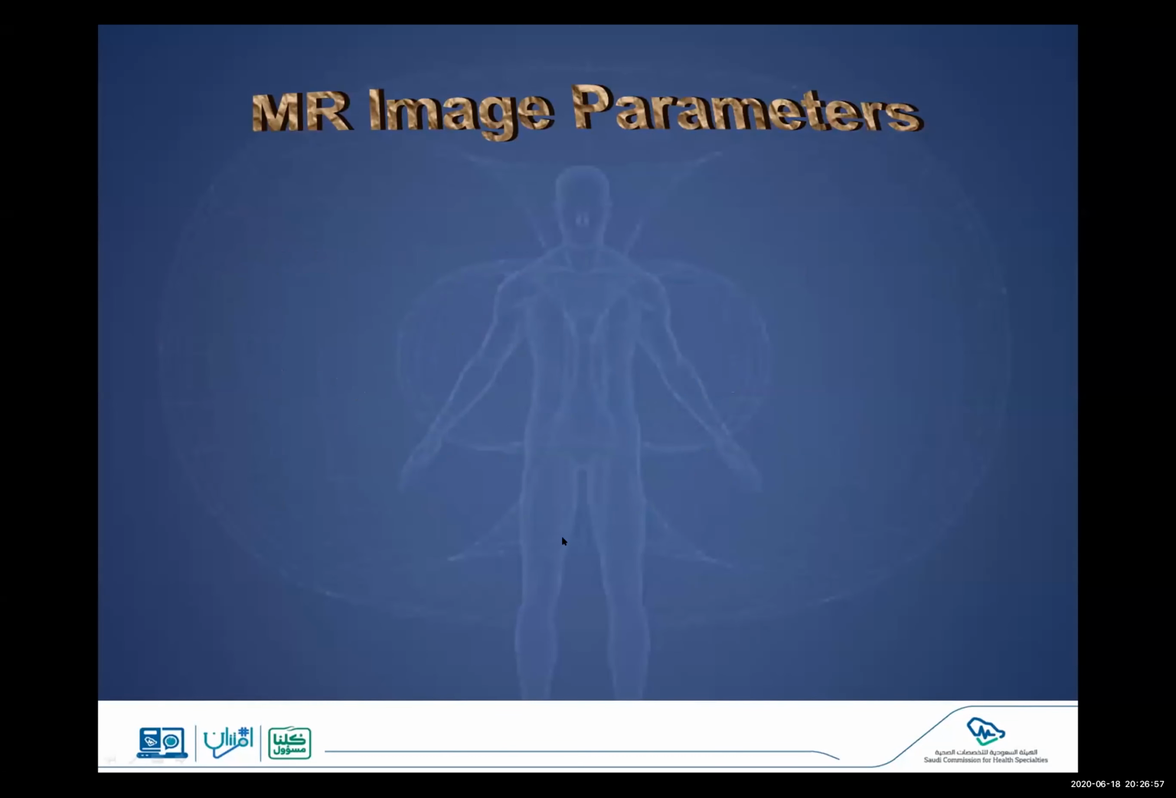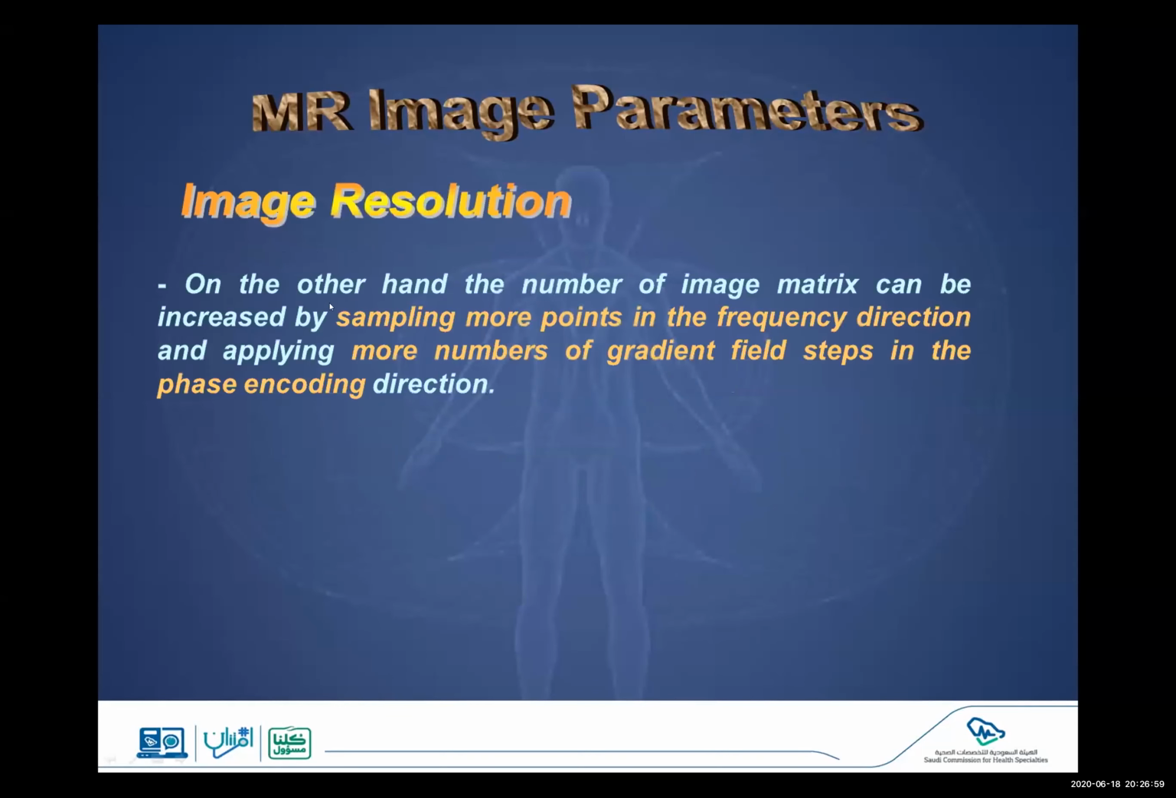So image resolution, on the other hand: the number of image matrix points can be increased by sampling more points in the frequency encoding direction and applying a larger number of gradient field steps in the phase encoding direction.